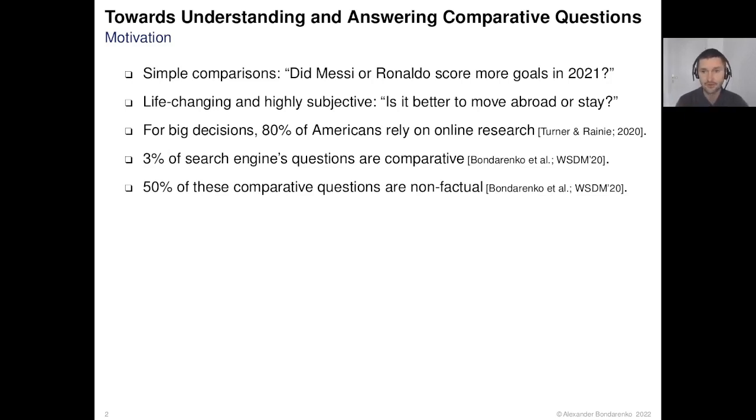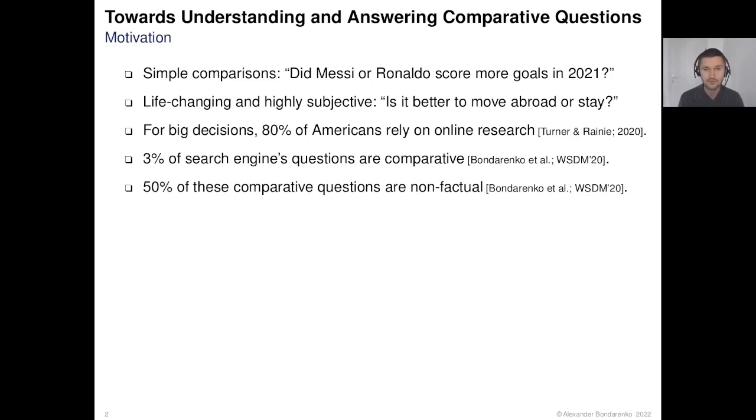Analyzing a search engine log in 2020, we found that at least 3% of searches were comparative questions, with half of them being non-factual. While result presentation for factual comparisons can be simple facts, like Messi accounted for 28 goals in all competitions in 2021, meanwhile Ronaldo amassed only 20. The search result for non-factual and subjective comparison could account for different manifestations like showing side-by-side opinions and arguments for or against the comparison option.